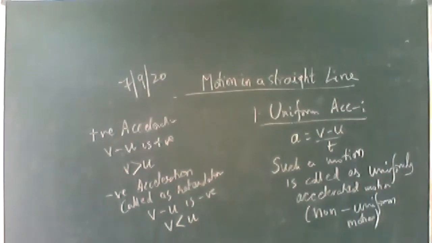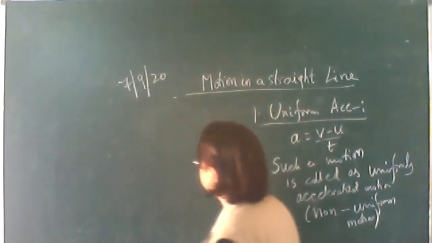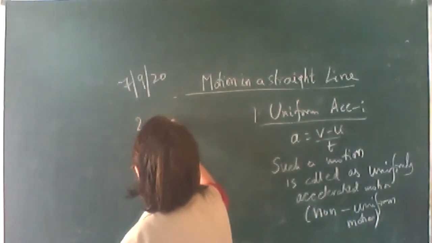Uniform motion is the one in which the body is moving with a constant velocity. V and u both are same. So there the acceleration will be 0. But here v minus u is changing equally in equal intervals of time. That is, the velocity is changing. But how is it changing? Equally in equal intervals of time. So such a motion we call it as uniformly accelerated motion, and the acceleration is called as uniform acceleration. Next is non-uniform acceleration. Non-uniform or variable acceleration.